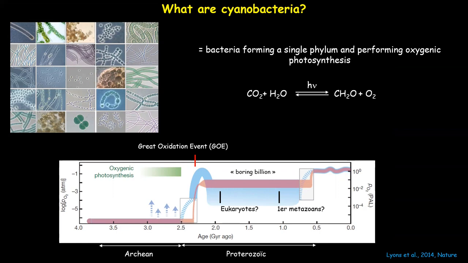So again, production of dioxygen is an invention that appeared in bacteria a while ago, most likely before 2.3 or 2.4 billion years ago, since this is the time when we start seeing the dioxygen building up in the Earth's atmosphere.